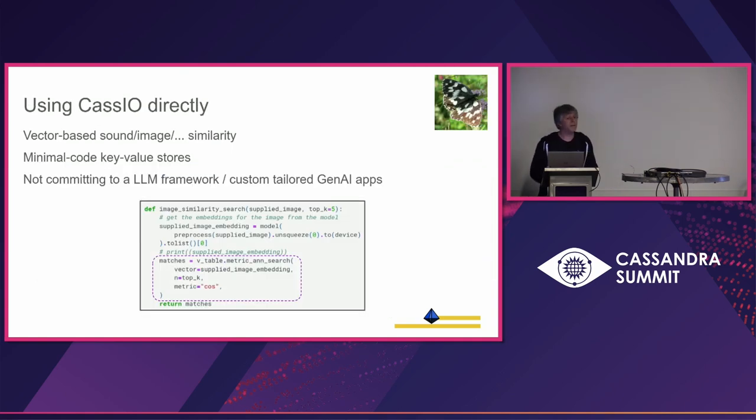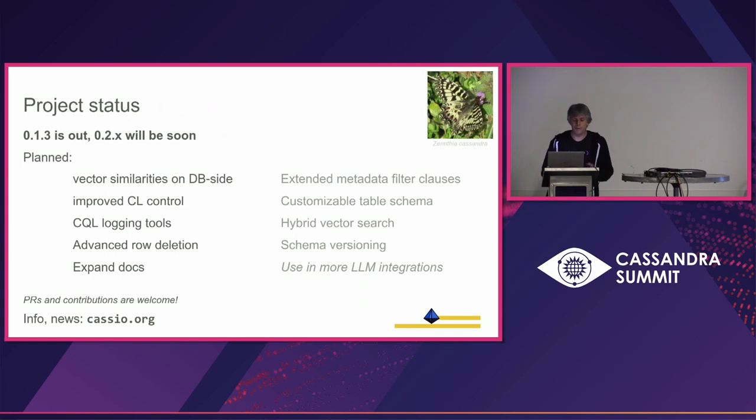Not only that, but there is even a legitimate usage of CassIO itself, because not everything is language. I keep forgetting that, but you might have needs for vector search even outside of language, right? So sound similarity, image similarity. You just go straight to CassIO and you have your ready-made methods to use, like you saw in the demo. Again, easier than doing all the CQL.